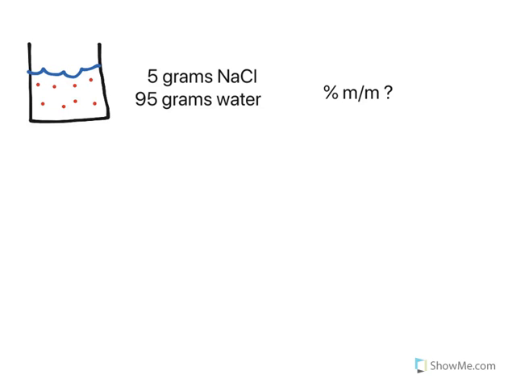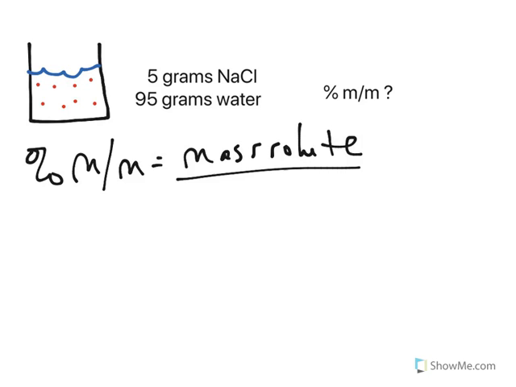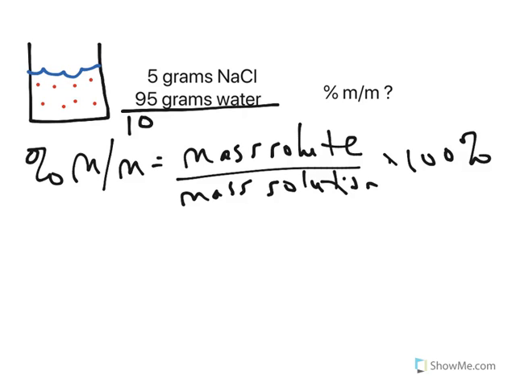First one: if I have a solution of salt water with 5 grams of salt and 95 grams of water, and I want to figure out the percent by mass of salt for the solution. First we start with the equation. Percent by mass equals mass of solute divided by the mass of the solution times 100%. We need the mass of the total solution. Looking at our data, we have 5 grams of salt and 95 grams of water, so the total mass for that solution is going to be 100 grams.